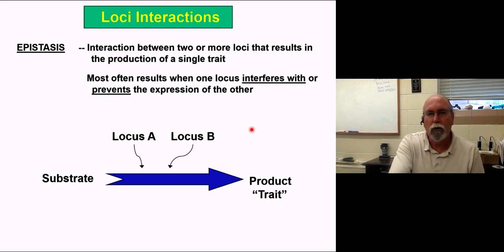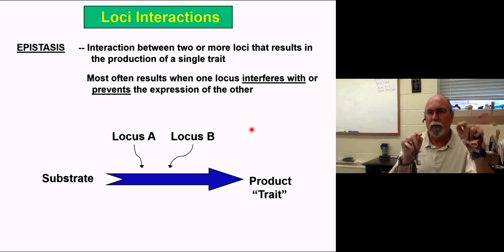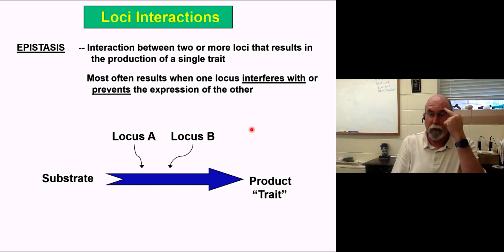if it's one locus affecting multiple traits, we call that pleiotropy, right? That was something we did earlier. That's different. Here we have two or more loci focusing down on a single trait. That's epistasis. So don't get those two confused.